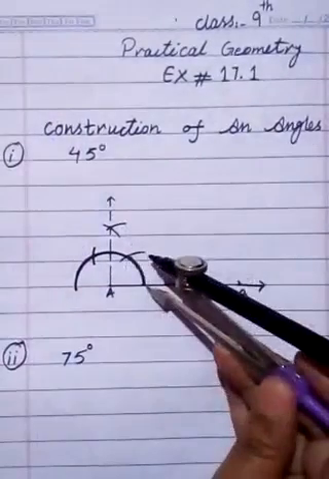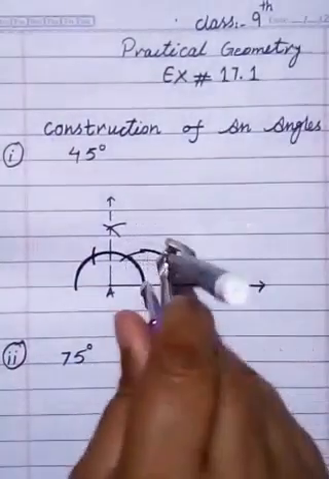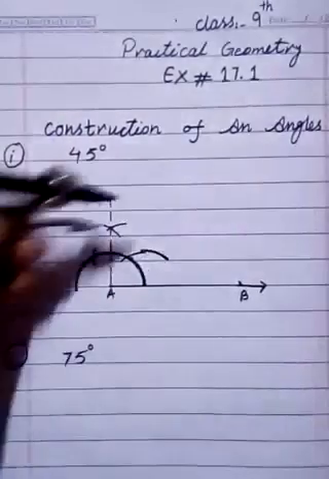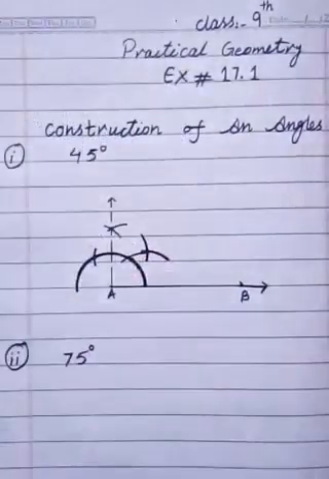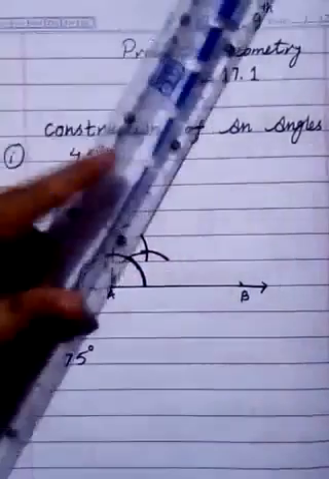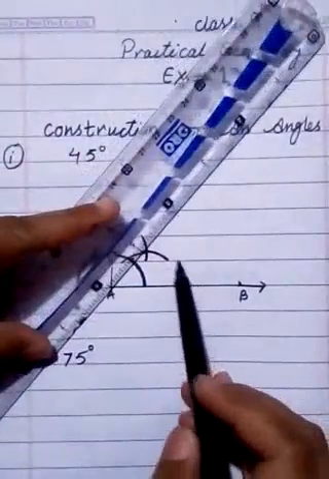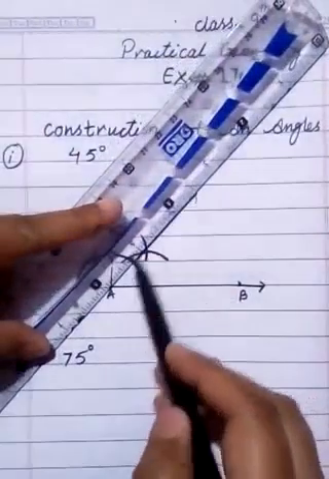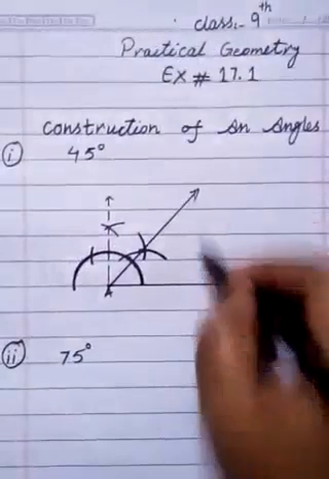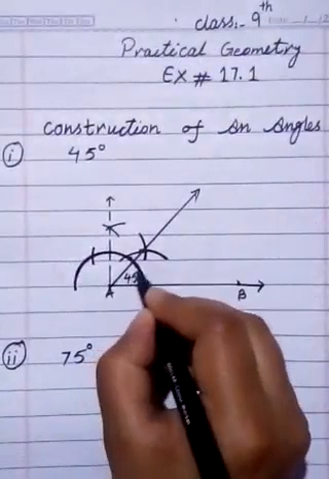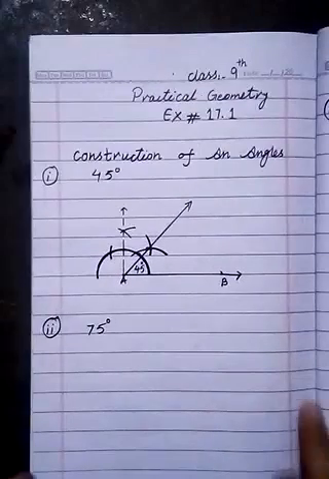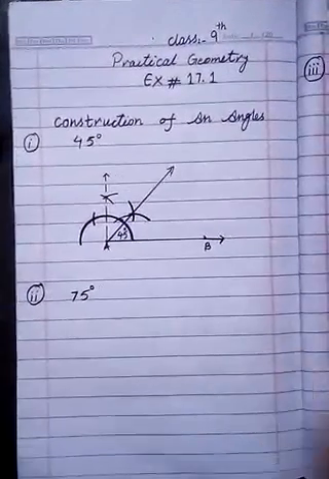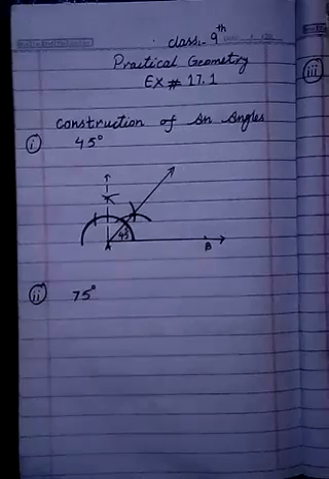So now that is 0 degrees, that is the angle of 90 degrees. You have to put the compass at 0 degrees and draw an arc. Now put the compass at 90 degrees and draw the second arc. That is the angle of 45 degrees. You can check with the help of a protractor also. Now that is the angle of 45 degrees. Clear? Okay. Now we will construct the angle of 75 degrees.